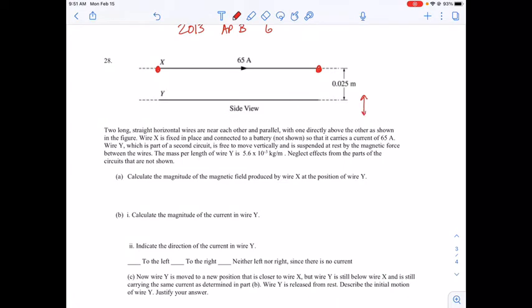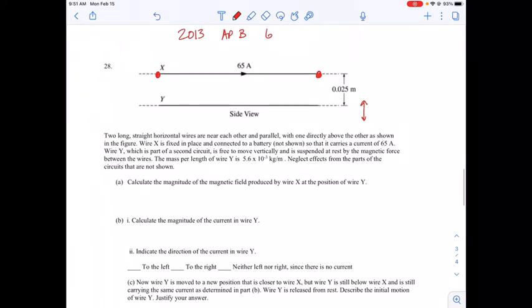Okay, so wire Y can go up and down and is suspended at rest by the magnetic force between the wires. The mass per unit length of wire Y is 5.6 times 10 to the negative third kilograms per meter. Neglect effects from the parts of the circuits that are not shown. Okay, part A, calculate the magnitude of the magnetic field produced by wire X at the position of wire Y.